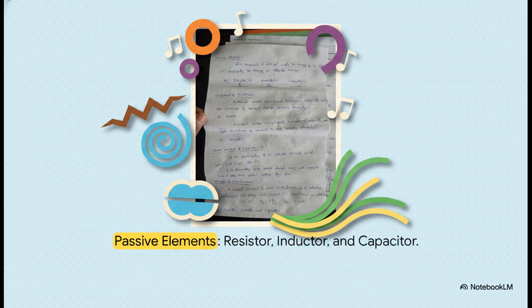When we categorize them as passive elements, we're talking about the resistor, the inductor, and the capacitor. This just means they don't generate their own power out of nowhere. Instead, they're the elements that either gracefully dissipate or calmly store the energy moving through our system.